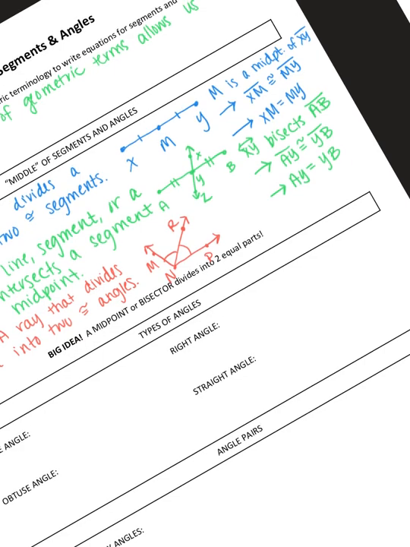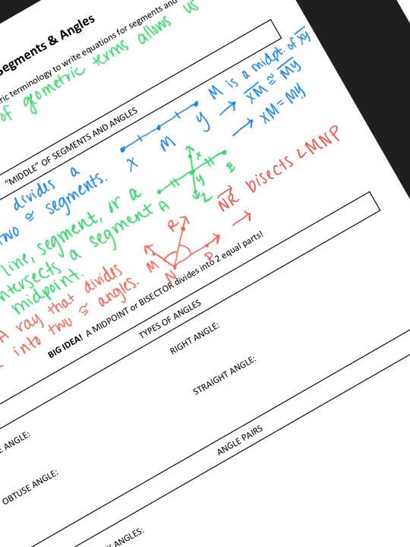Okay, so I'm going to erase so that I have space for this. If we are talking about an angle bisector, then we might say we're going to see something like ray NR bisects angle MNP. And then that's going to allow us to make the conclusion that angle MNR is congruent to angle RNP.